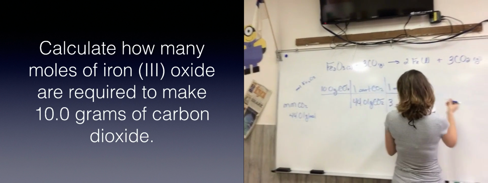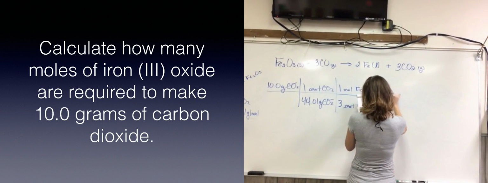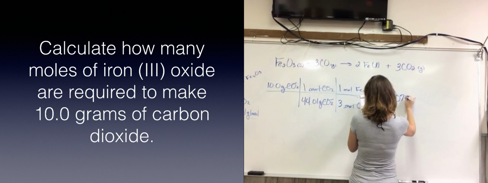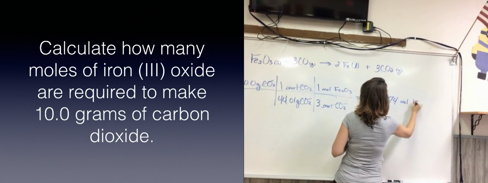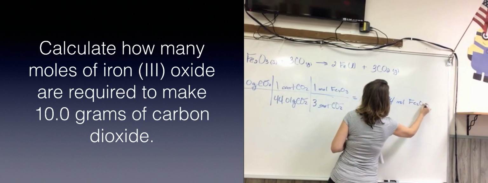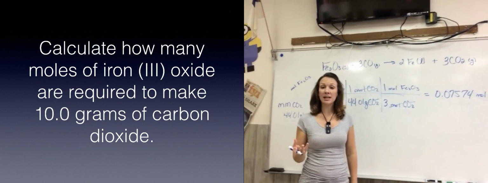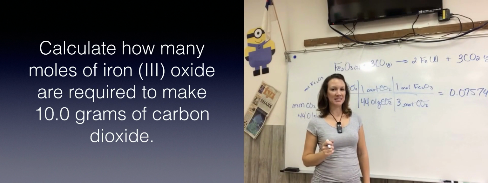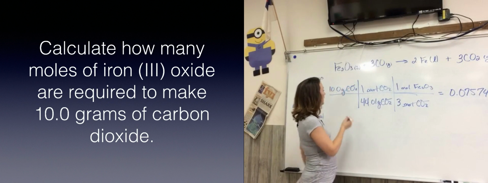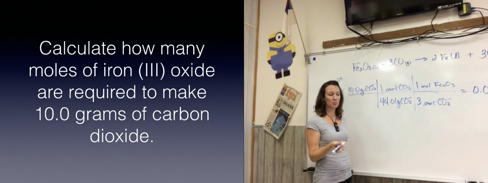When I go forward and do the math, what you're going to end up with is 0.07574 moles of iron 3 oxide. But as always, we're not done yet because what? We have to supply our answers with significant digits. So let's go back to our starting point. We have 1, 2, 3 significant digits in our starting point.